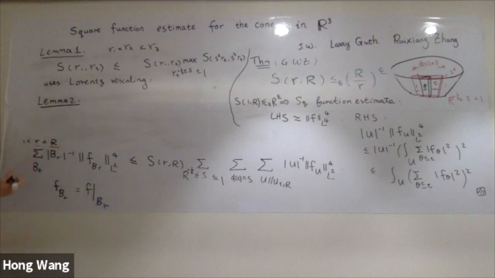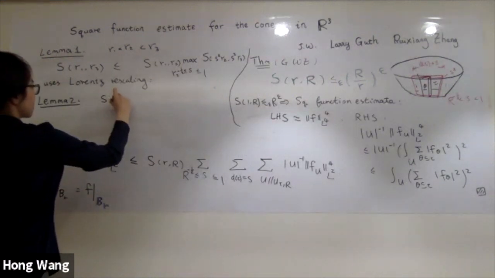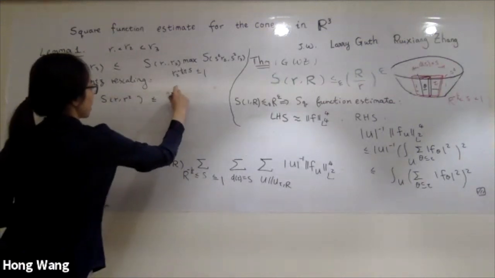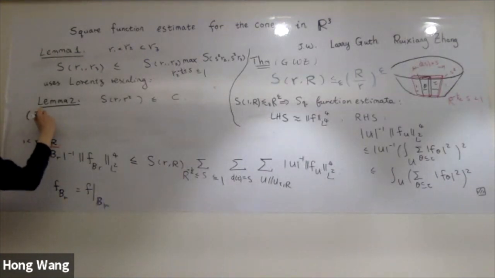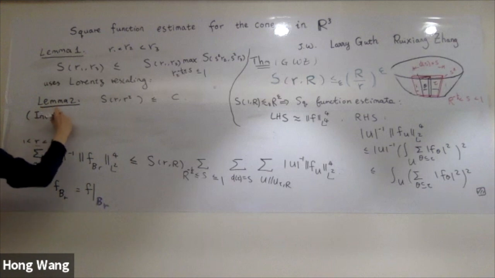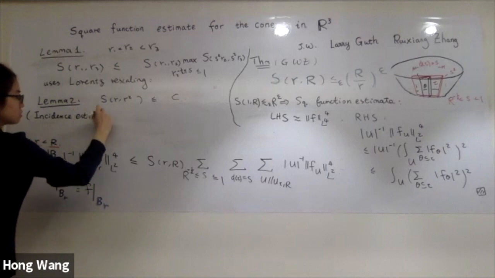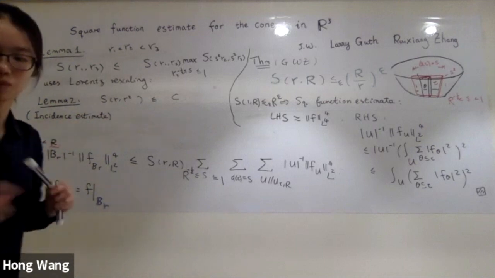And then lemma two says that SR R square is bounded by a constant. This is the lemma that we call the incidence estimate. We are going to see in the end how it is an incidence estimate.